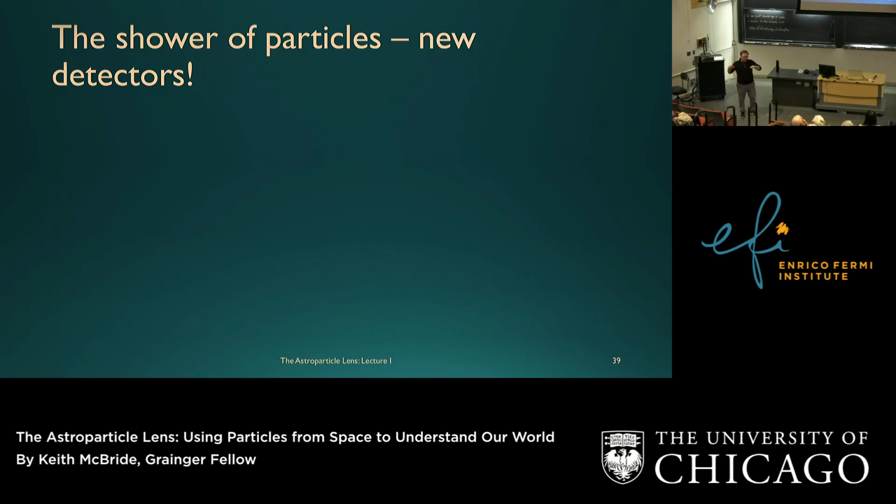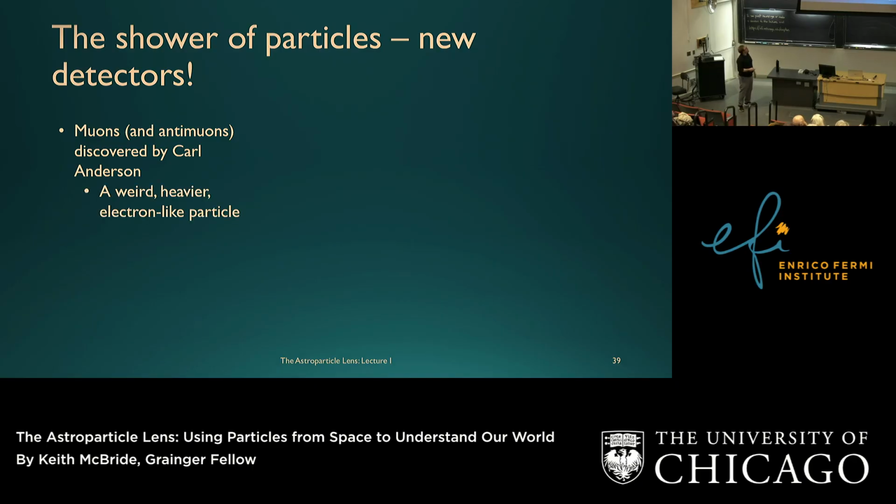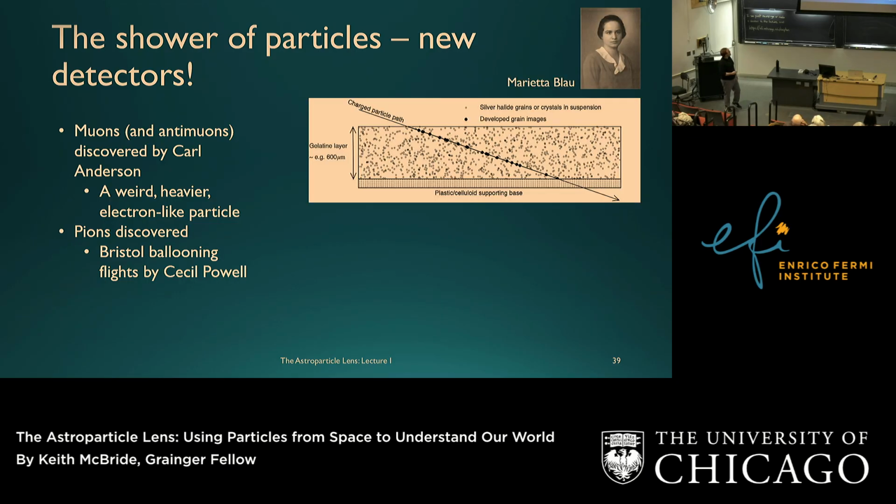And so there was a rapid period of discovery enabled by these new detectors, right? You have muons, which were also discovered by Carl Anderson. He discovered muons and anti-muons, actually, the same year he won the Nobel Prize for discovering the positron. Muons are something I'll talk about in the lecture next week, a heavier but weird cousin of the electron. Also, from these kinds of ballooning adventures and trying to understand cosmic rays, we had Cecil Powell at Bristol, who flew new detectors.